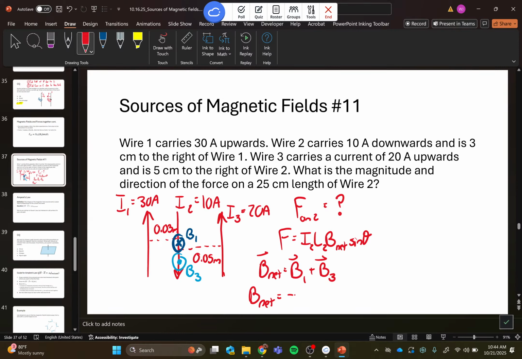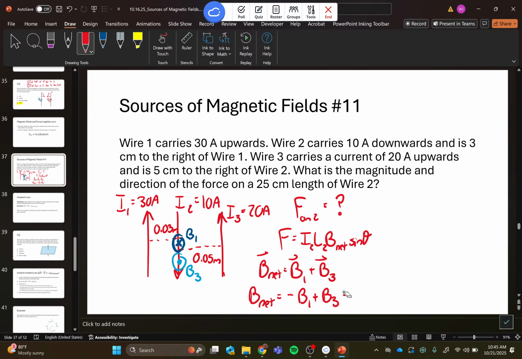So when I add these together, because they're anti-parallel, I can just add them as long as I assign the positives and negatives. You can flip the sign as long as you know what positive and negative mean. You've got to make sure you're consistent. Yeah, so next we're just going to replace these with the equations.